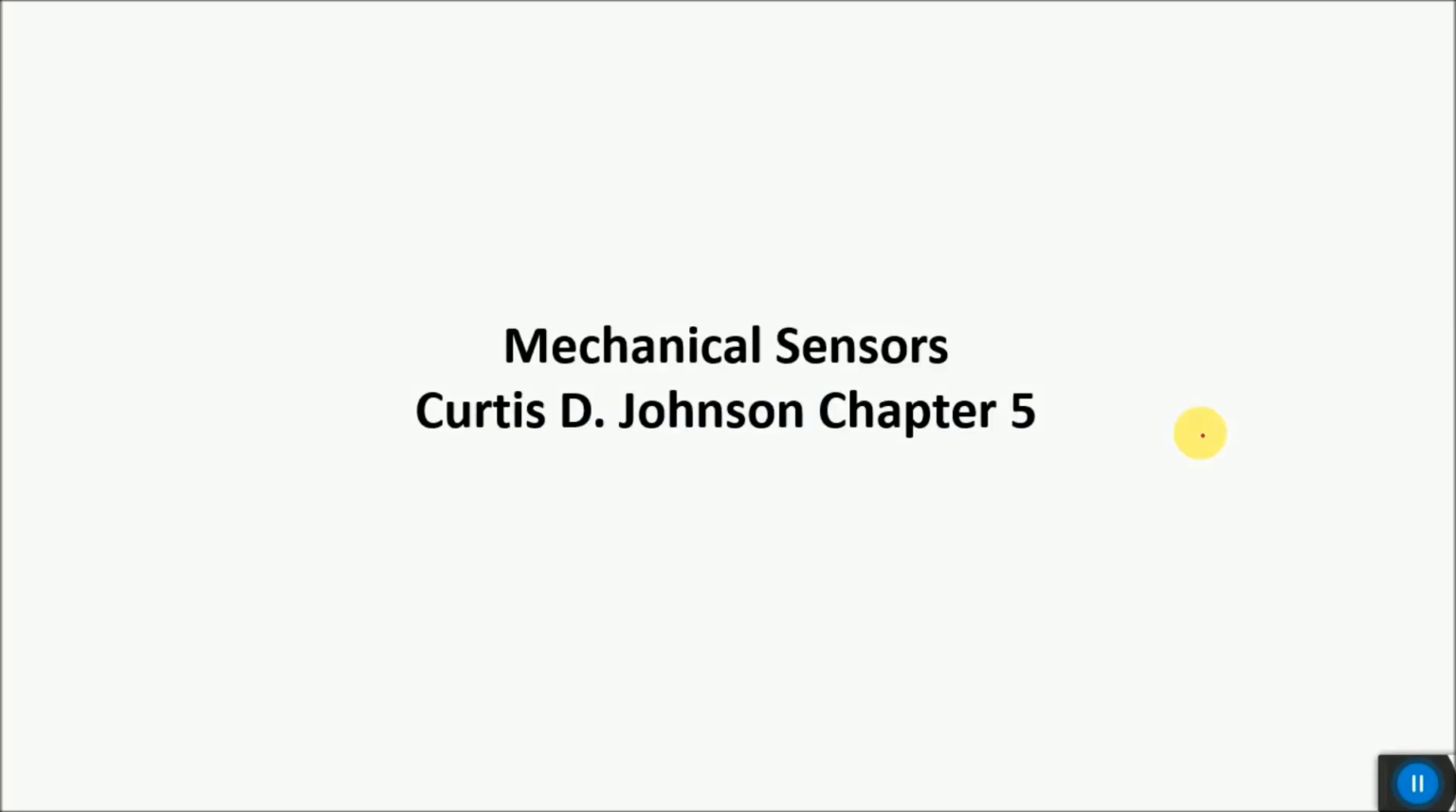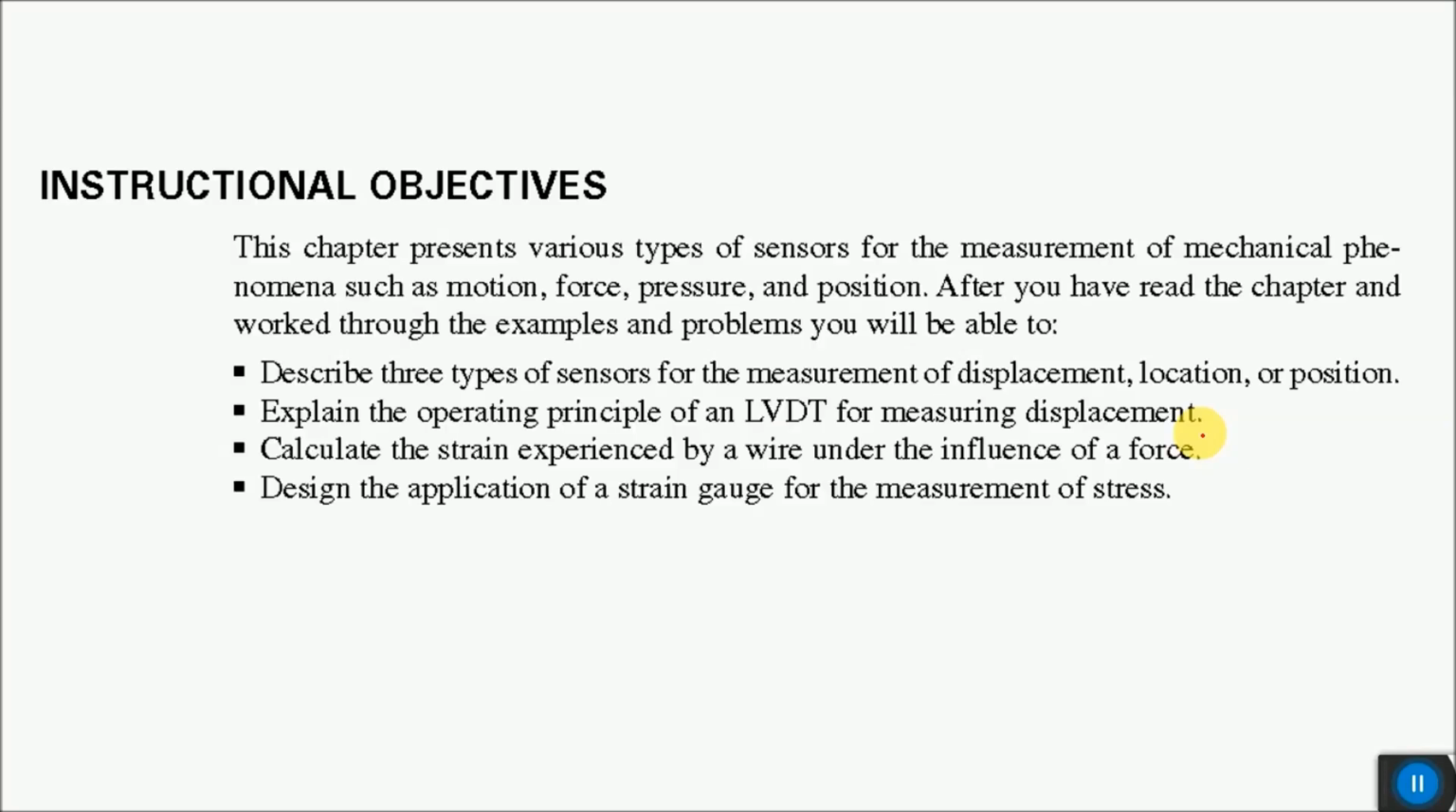We will be covering the mechanical sensors from chapter 5 of your textbook number 2, by Curtis D. Johnson. The instructional objectives of this chapter include various types of sensors for measurement of mechanical phenomena such as motion, force, pressure, position, etc.